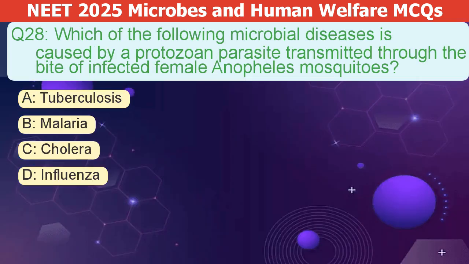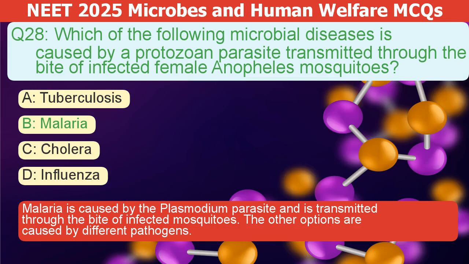Which of the following microbial diseases is caused by a protozoan parasite transmitted through the bite of infected female Anopheles mosquitoes? A. Tuberculosis. B. Malaria. C. Cholera. D. Influenza. The correct answer is B. Malaria is caused by the Plasmodium parasite and is transmitted through the bite of infected mosquitoes. The other options are caused by different pathogens.